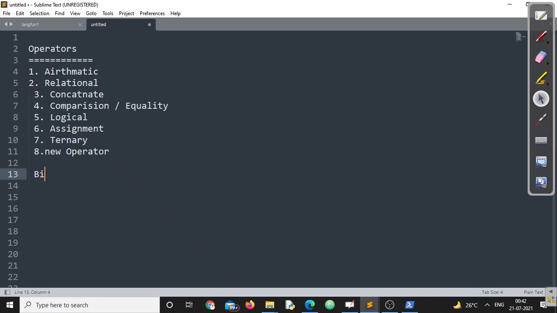The next important operator in the series is the bitwise operator. So today we'll be looking broadly into bitwise operators, right? The first thing about bitwise operators is that they are low level operators. Remember this point. This is the first point. These are low level operators.